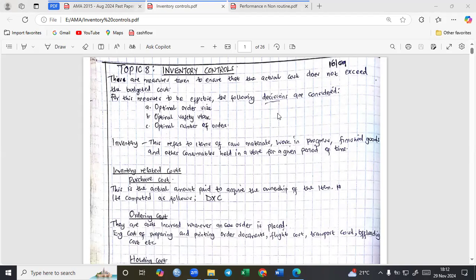So remember, when we talk about inventory, we talk about things that are held for resale or things that are held for production. So it can be raw material, work in progress, or finished goods.